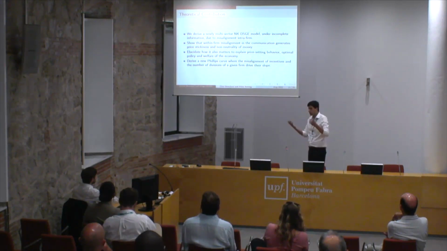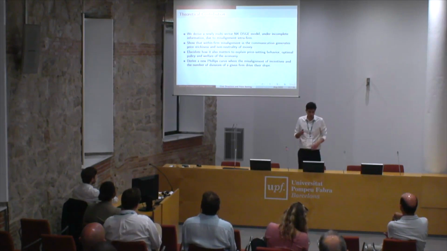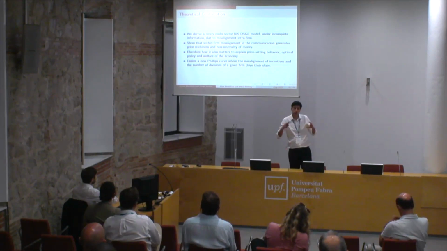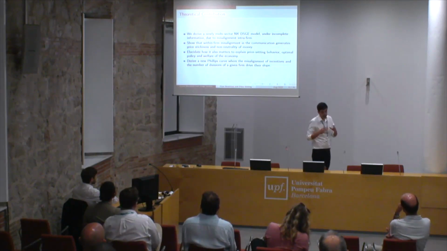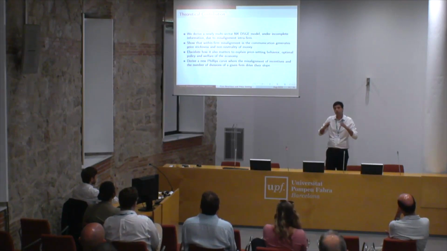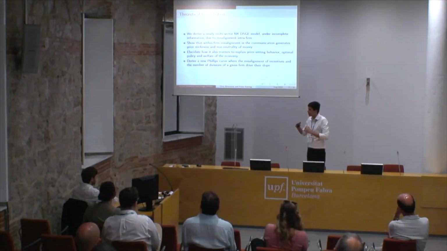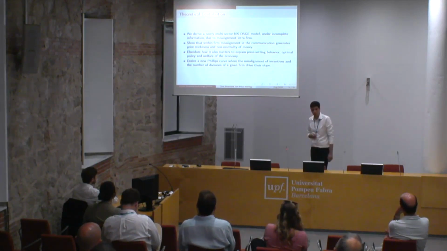From there, once you have a Phillips curve, we show what is the optimal policy and what is the welfare of the economy. We derive a Phillips curve, and then we discuss how the Phillips curve depends on the structure of the firm. So if the firm has a lot of divisions, if the firm has a lot of employees, how does it change? And it relates to the multi-sector models of price setting.